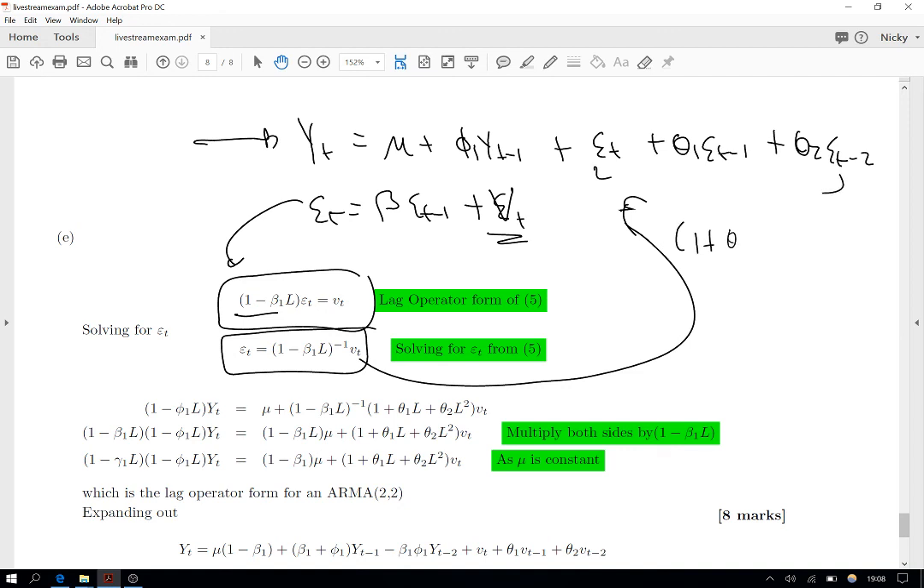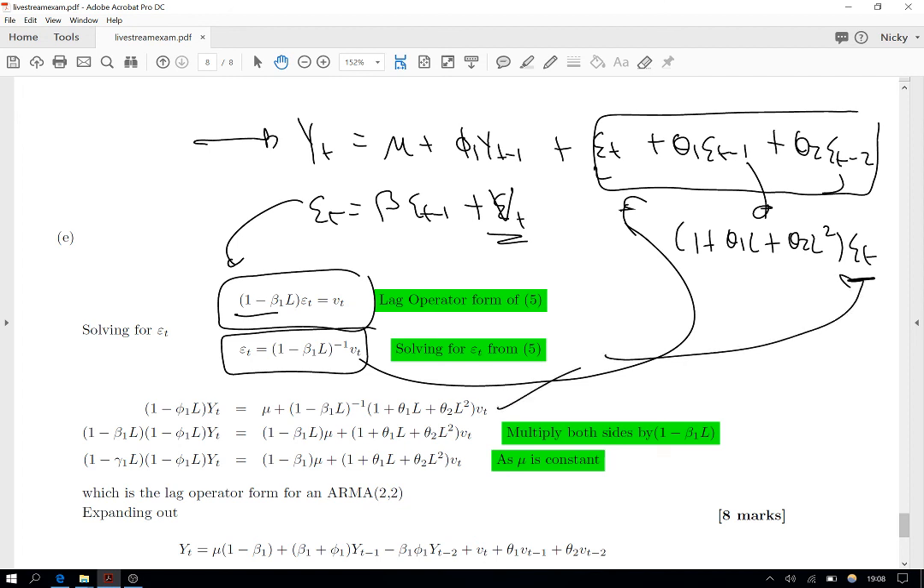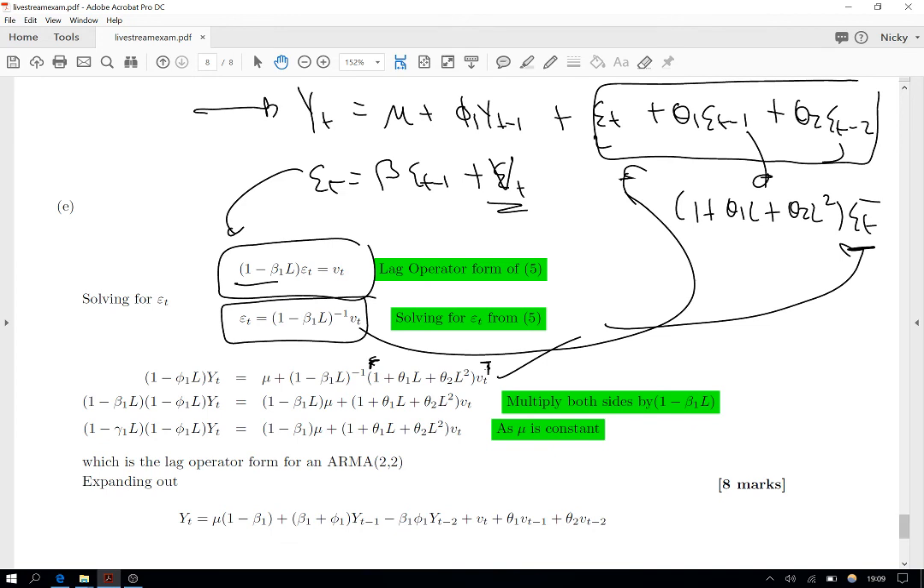This is 1 plus phi1 L plus phi2 L squared epsilon t. Okay, so you can rewrite like this, and then plug epsilon t in here. That's all that we've done here: put this part into its lag operator form, and then plugged epsilon t into here, and we get down to this line here. And then we just expand it all out. So then you multiply both sides by 1 minus beta 1 L, and then that's it.